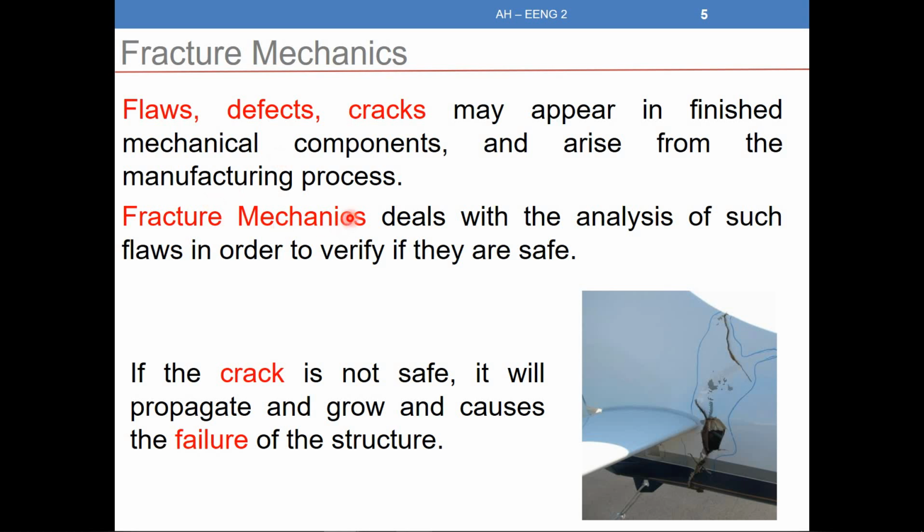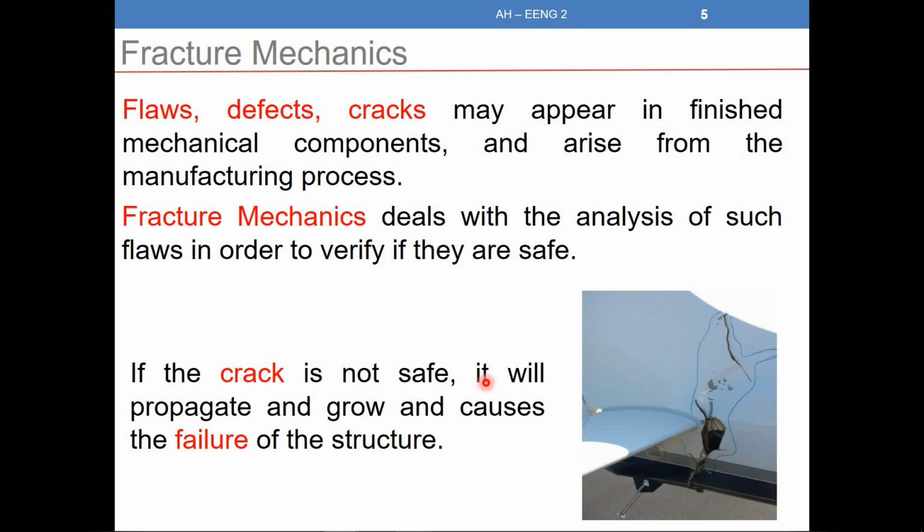Now in fracture mechanics, we analyze these cracks and flaws to check if they are safe or not. If I have, for example, this small crack here, our study will be about whether the crack is safe or not. How can the crack be safe or not? It depends on whether it can propagate and grow, because if the crack can propagate and grow, it will cause a fracture, what we call a failure of the structure. So the structure will fail.